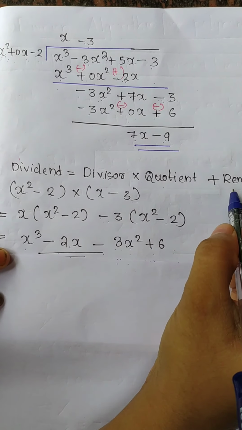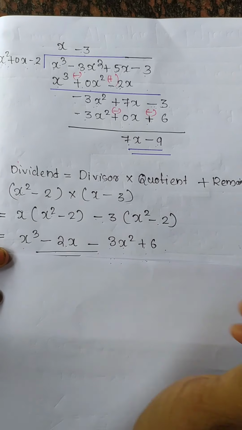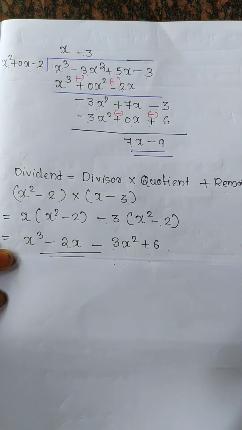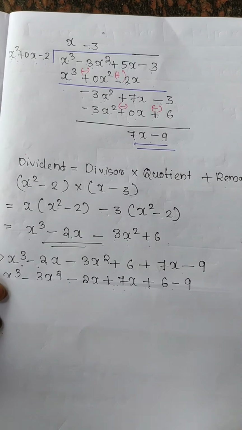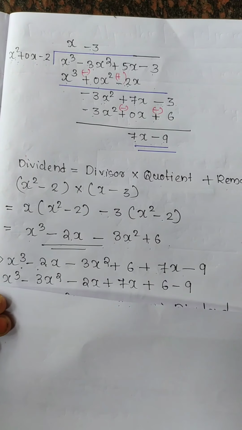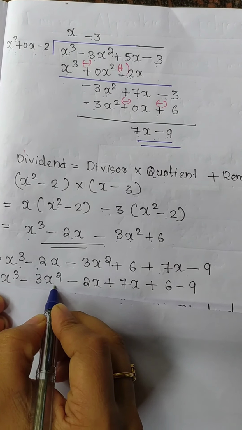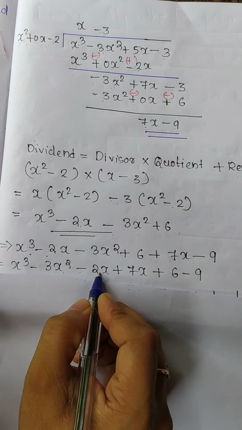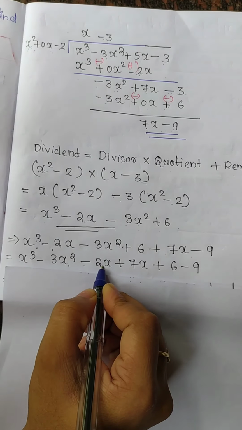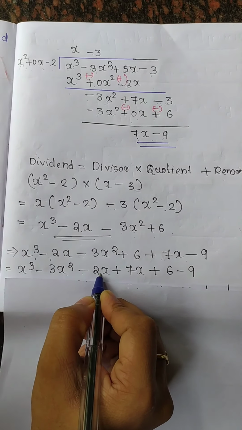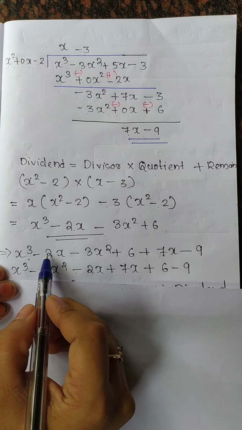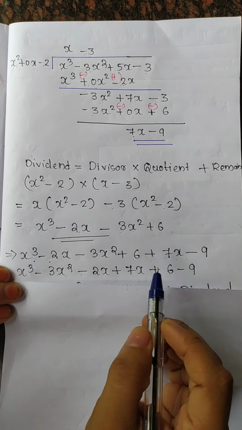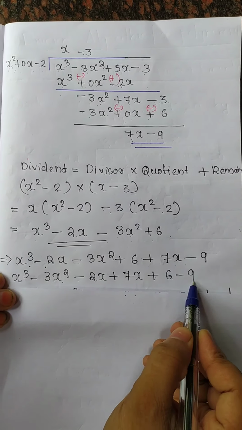Then what do you have to do? We have to add the remainder. What is the remainder here? 7x minus 9. Then when we add 7x minus 9, what do you get? First, rearrange the terms. We are rearranging the terms in decreasing order of the degrees of the polynomial. So x cube minus 3x square, then minus 2x plus 7x plus 6 minus 9.